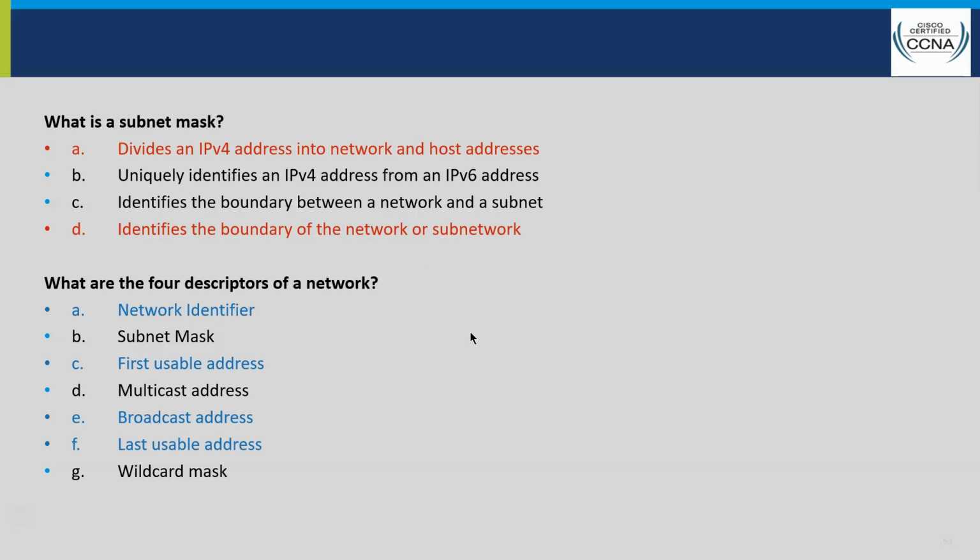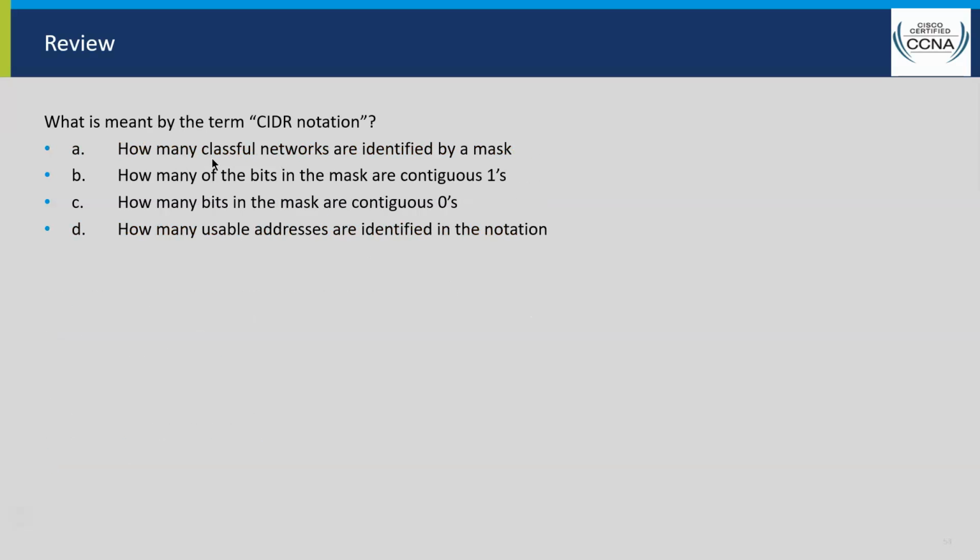Yeah, and I lit those up a little early, didn't I? So network identifier, first usable, broadcast, and last usable address are the available ones. What does CIDR notation mean? How many useful networks? How many bits in the mask are contiguous ones? How many bits in the mask are contiguous zeros? How many usable addresses are identified in the notation? So what does CIDR notation do?